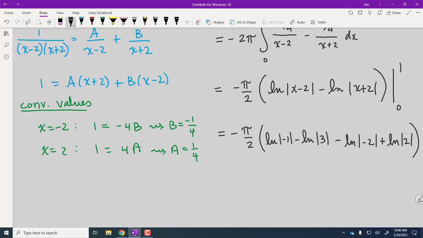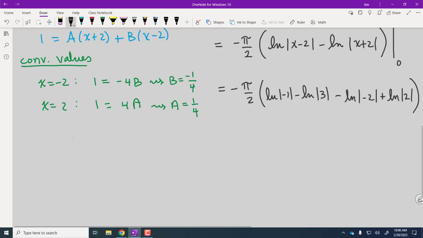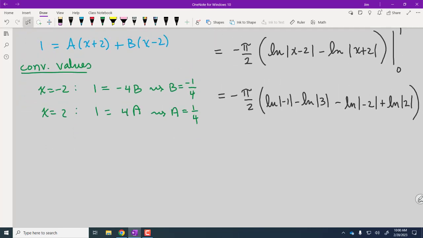So we end up with that. These two cancel. Absolute value of negative 2 is 2, so we have minus a natural log of 2 plus a natural log of 2, so that cancels. How about natural log of negative 1? 0. So that's going to equal 0. So the only thing left is minus natural log of 3.